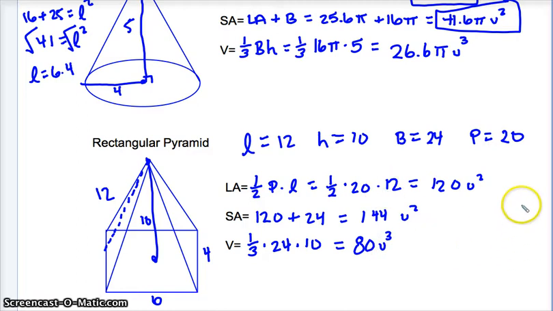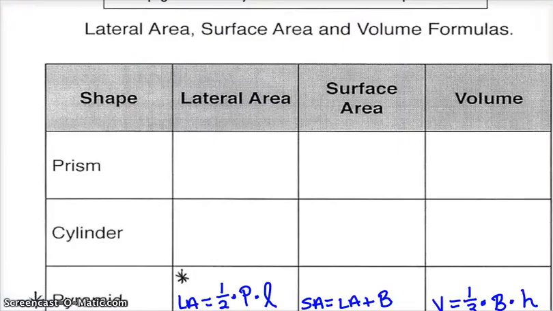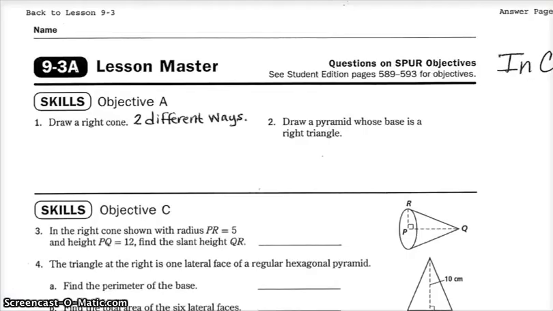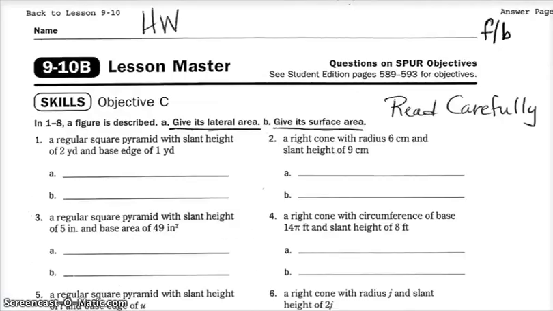Alright folks, now it's your turn. I want you to turn in your packets and try a couple examples of our own. The first example I want you to try is on 910B. I want you to try examples 1 and 2, where you're asked to find the lateral area and the surface area of a pyramid and a cone.